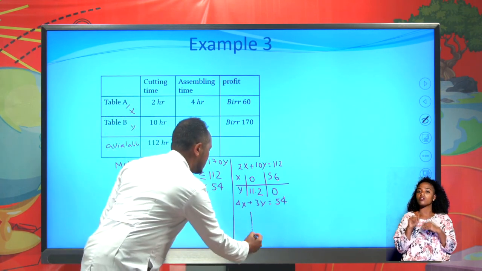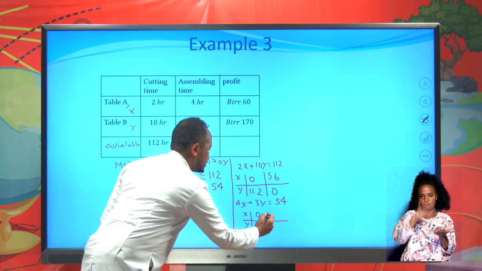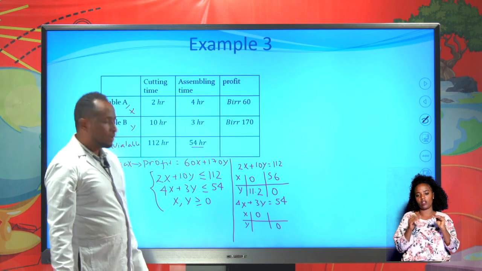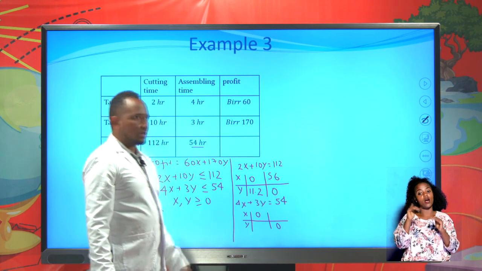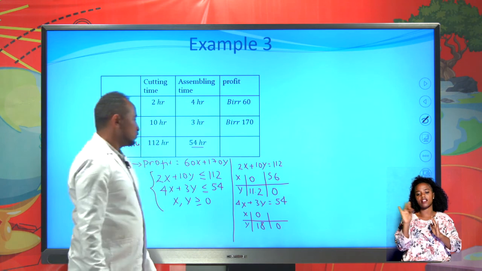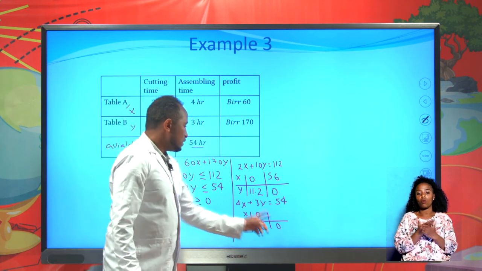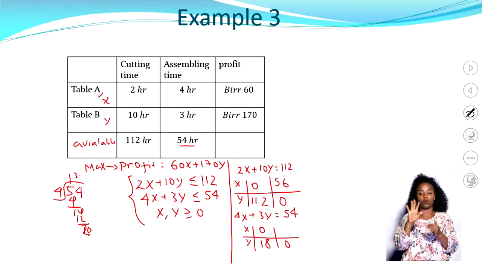So here, x, y, for x 0 and for y 0. When x is 0, y will be 54 over 3, it is 18. When y is 0, this will be 54 over 4, 13.5. We have this. Now, let's draw the graph for this.